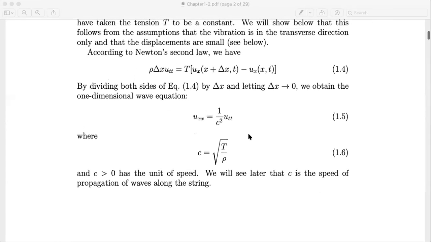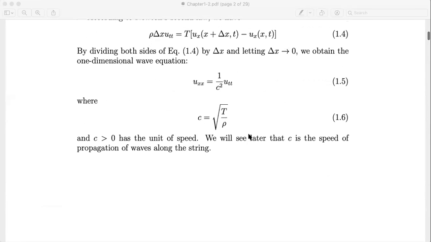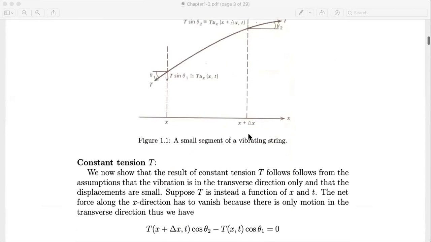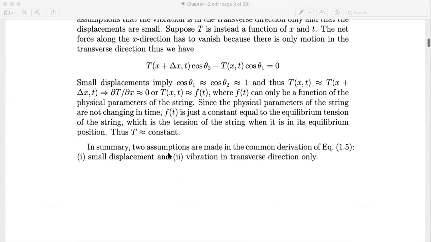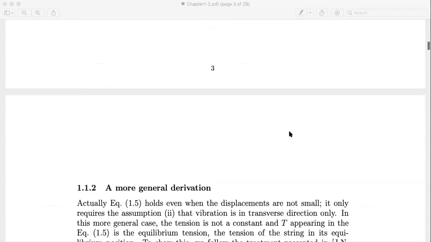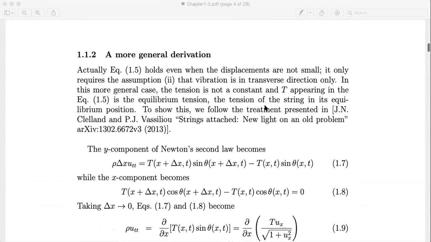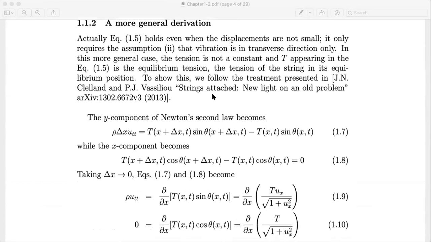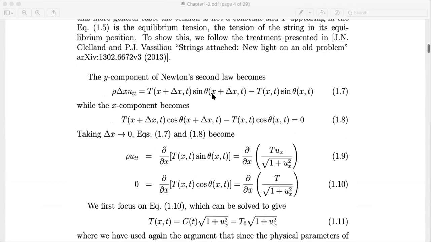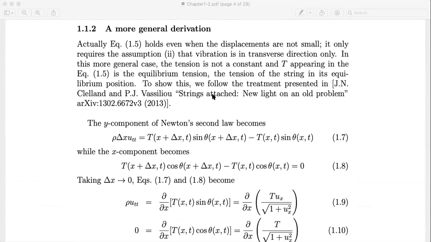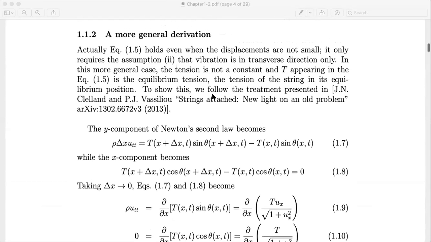Okay, so now we are going to derive the case when we relax this first approximation, and then we derive it again. So that's more general. Let me just point out that I follow exactly the treatment presented in this paper. If you're interested, you can look it up. But let me switch to the whiteboard. It's easier.